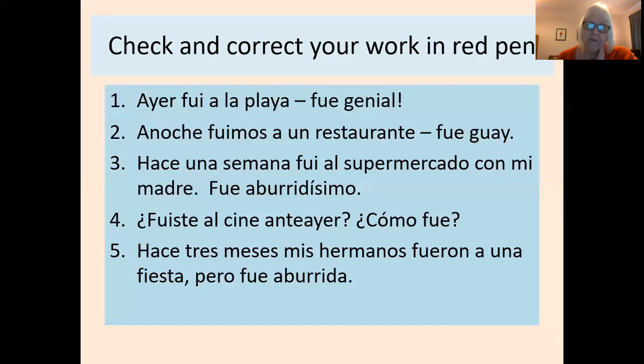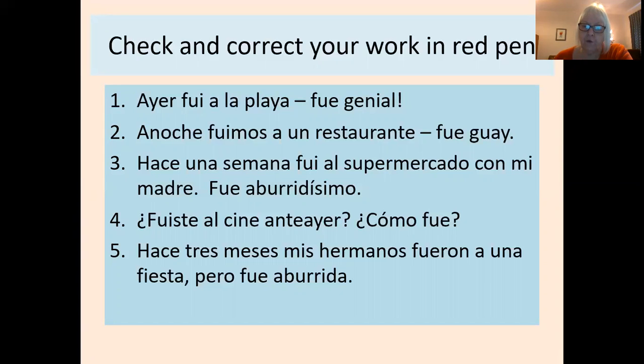Okay, so can you look really carefully at your work here? There are 3 things we're checking, really. We're checking the time phrases. Yesterday, last night, a week ago, 3 months ago, day before yesterday. We're checking the verbs. Fui, fuimos, fui, fuiste, fueron. That's the part of the verb ir, and also the verb for it was great, it was cool, how was it? This is going to be fue, which is from ser. And we're also checking the adjectives, which we saw at the beginning of yesterday's lesson. Genial, guay, aburridísimo, and so on. All right, so you need to check that you've got all of those done correctly.